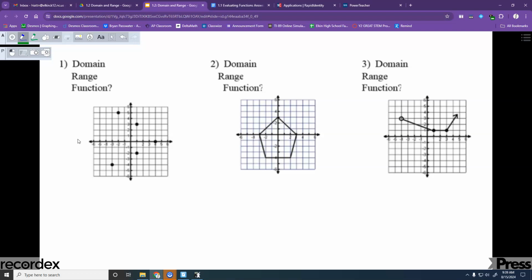All right, so if I'm looking at domain, if I want to know my domain, first of all, the first one is just random points, right? When I look at domain, I'm looking at my x values. So what I'm going to do is call them out, then I'll have to come back and write them down because I can't do both at the same time. So what I'll have to do here is go across, and right here, there's a point, right? Where does that hit my x-axis? What's the x there?